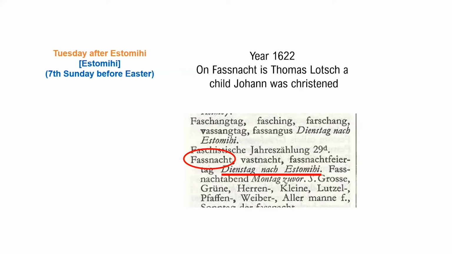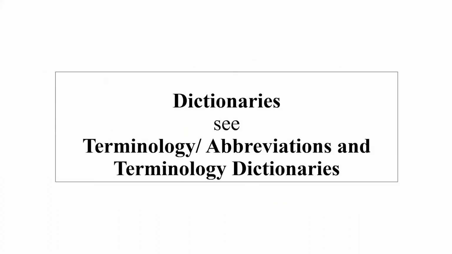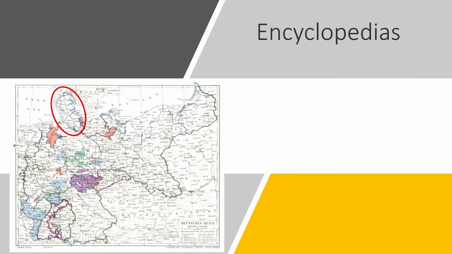So for Protestants, Fastnacht was on March 5th, 1622. Catholics began using the Gregorian calendar in 1582. So for them, the chart would show that Fastnacht was on February 8th, 1622. Concerning dictionaries, I will talk about them, but I have listed them under terminology abbreviations and terminology dictionaries. We will talk about encyclopedias.